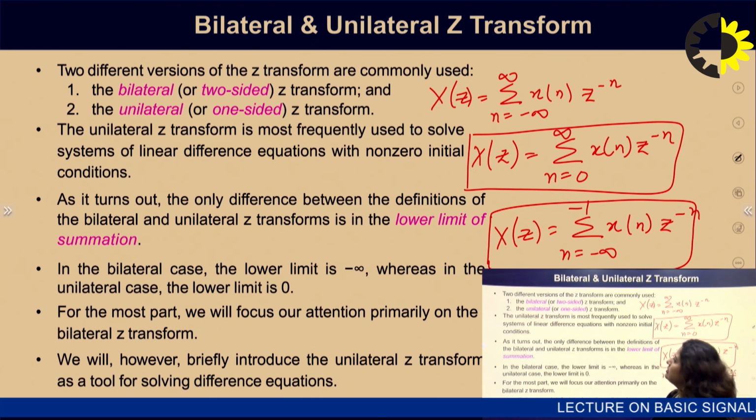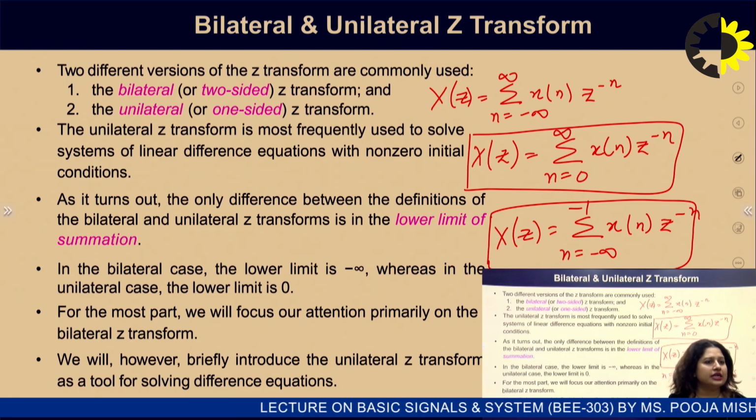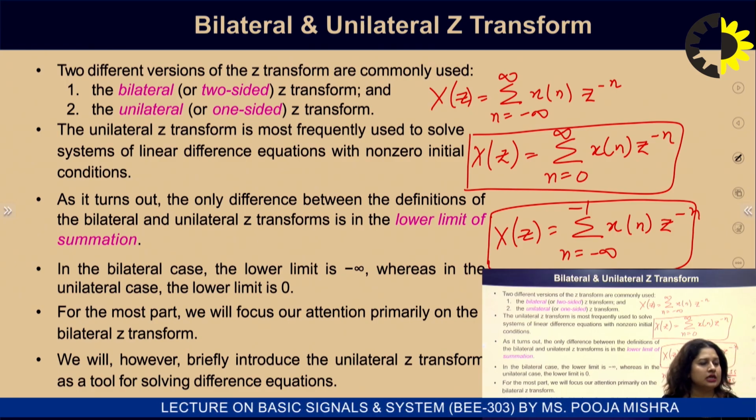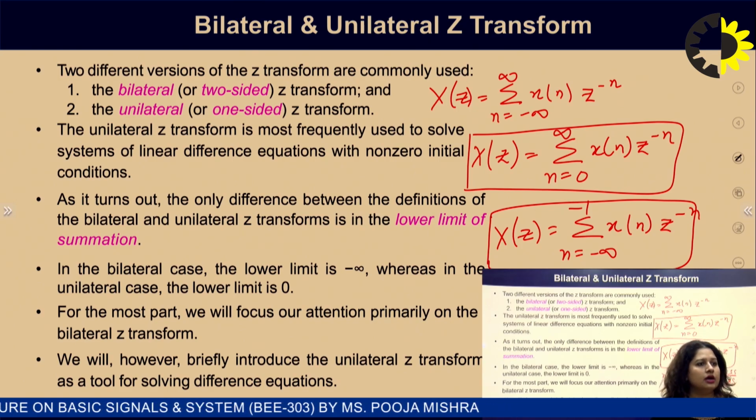So the unilateral Z transform is most frequently used to solve systems of linear difference equations with non-zero initial conditions. We can also use initial conditions. By putting the initial conditions, we can find out the solution of the difference equation.